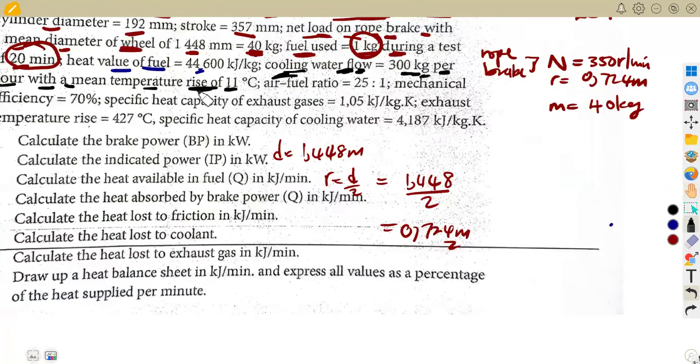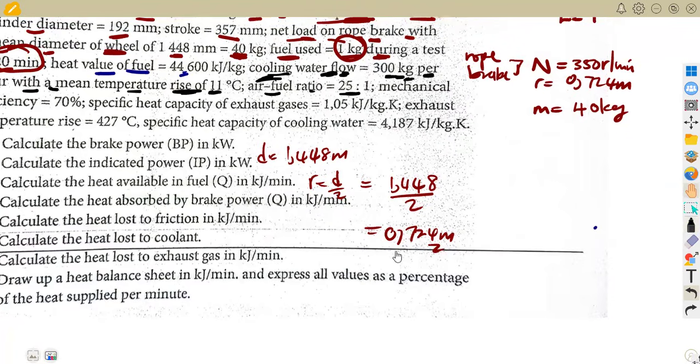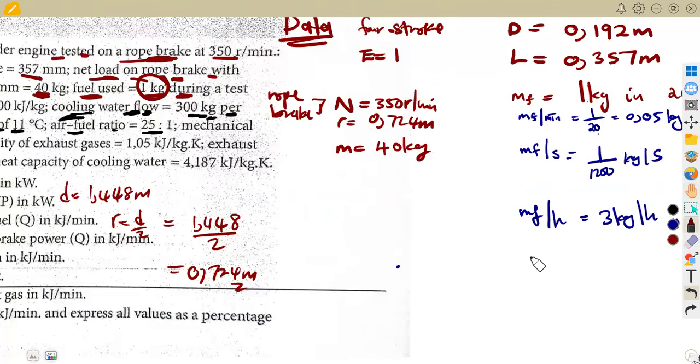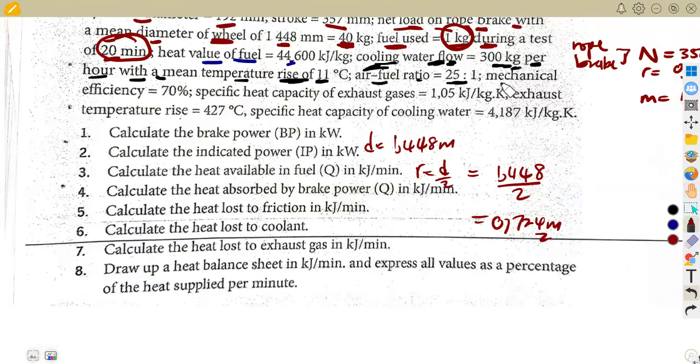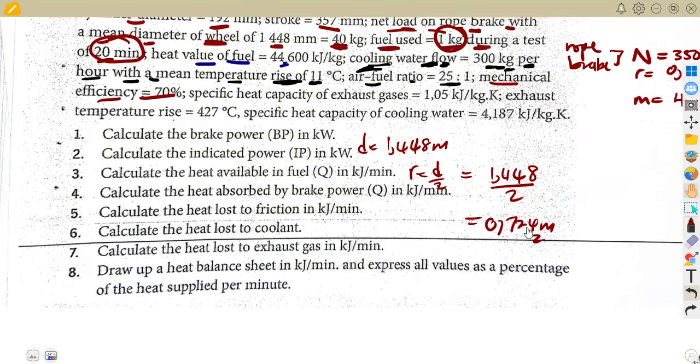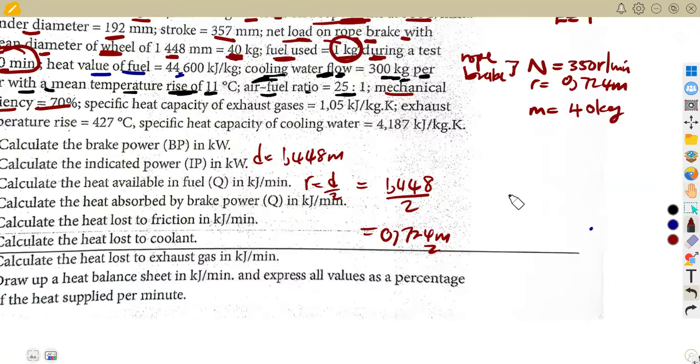We are also given the air fuel ratio, which is 25:1. So this is about air and fuel. That is the mass of air to the mass of fuel. I'm going to explain about that later on. We are also given the mechanical efficiency of 70%. All right. Specific heat capacity of the exhaust gases. This one, let us just write it here. Mechanical efficiency, 70%.